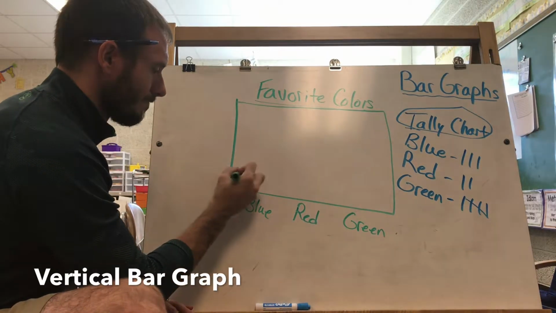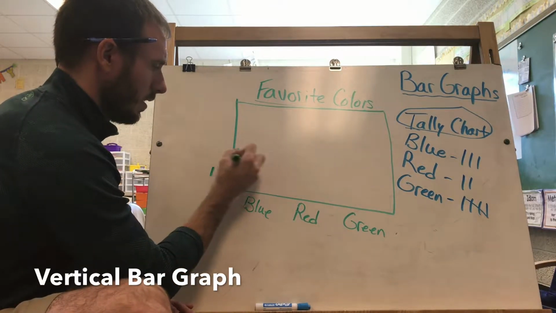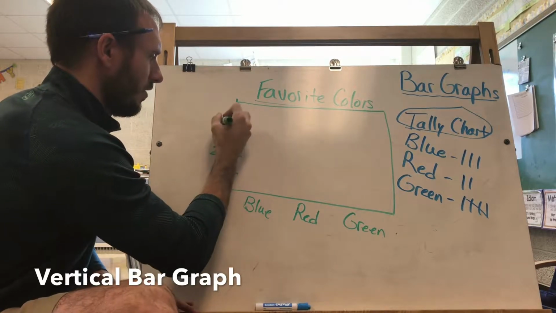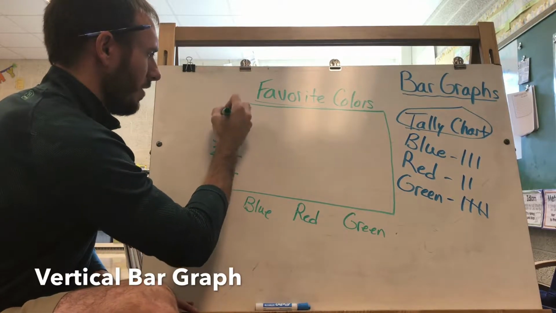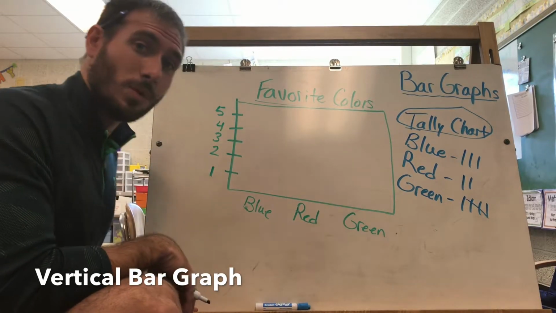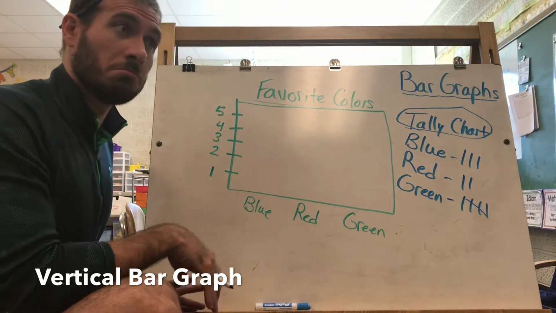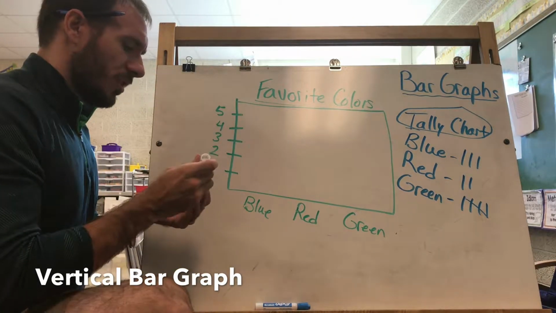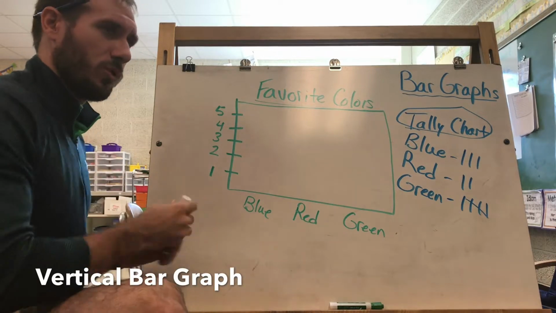So I'm going to determine that's going to be 1, a little higher is going to be 2, a little higher is going to be 3, a little higher is going to be 4, a little higher is going to be 5. Okay? So since we're making a bar graph, we need to use bars to color them in. That makes sense. And we're making a vertical bar graph. Okay? So I'm going to change colors real quick and show you what the bars would look like.